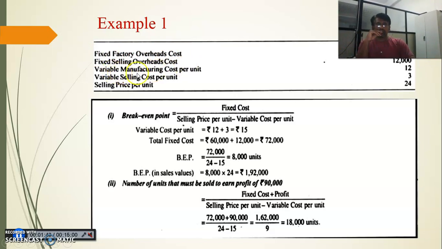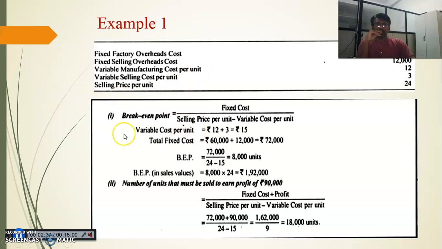Then the variable manufacturing cost per unit was given as 12 rupees, and variable selling cost per unit is 3 rupees. So these two variable costs we require to sum, so that we have a total variable cost per unit with us. Lastly given is the selling price per unit, that is 24 rupees. And we require to carry out the break-even analysis for this case.